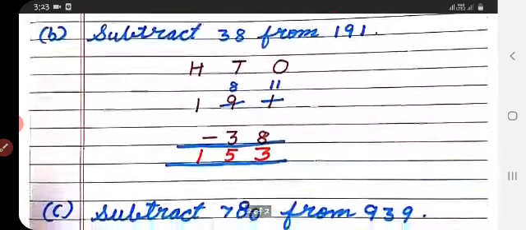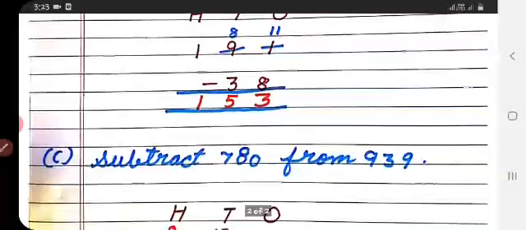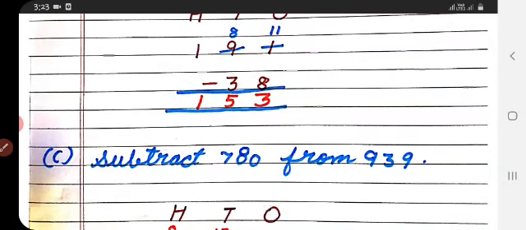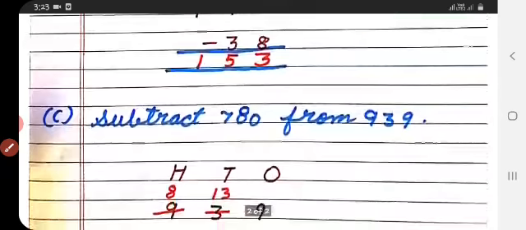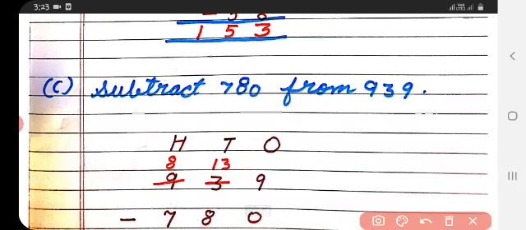Next sum we can do: subtract 780 from 939. Let's see here. First of all we have written ones, tens, hundreds. We have written their places, and now we can write their place values, like we have 939 and 780. Now let's start. 9 minus 0 is obviously 9.